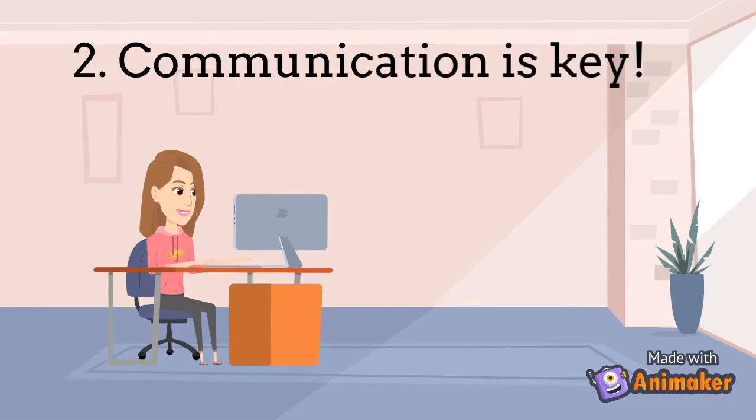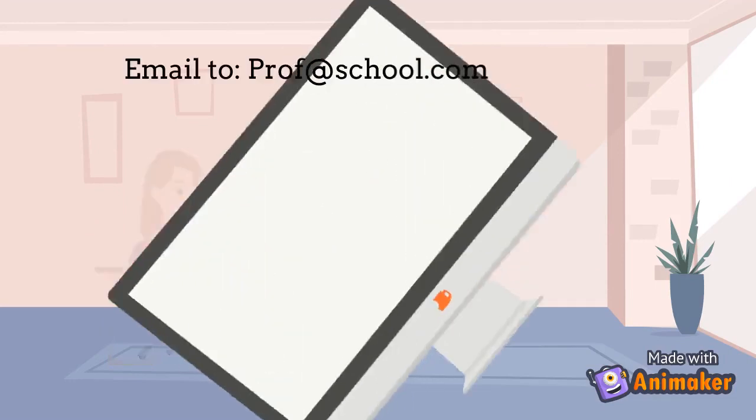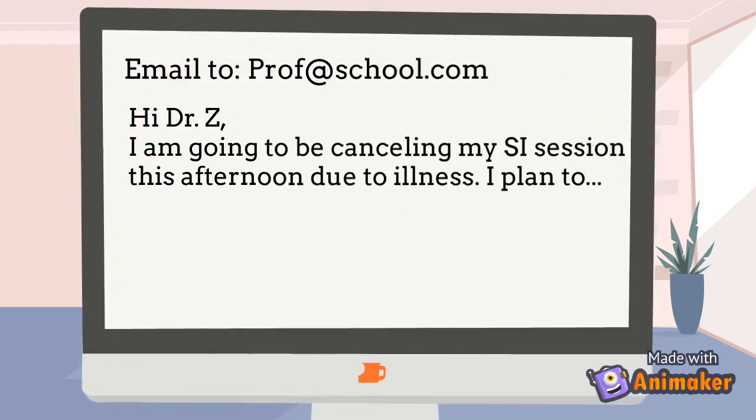Step 2, communication is totally key. Communicate with your professor about planned absences ahead of time and let them know if you're running into issues. Update them on how SI sessions are going and share any concerns that you've noticed. Don't forget to share positives as well. And always ask for permission beforehand to make class announcements, and double check on the day of.